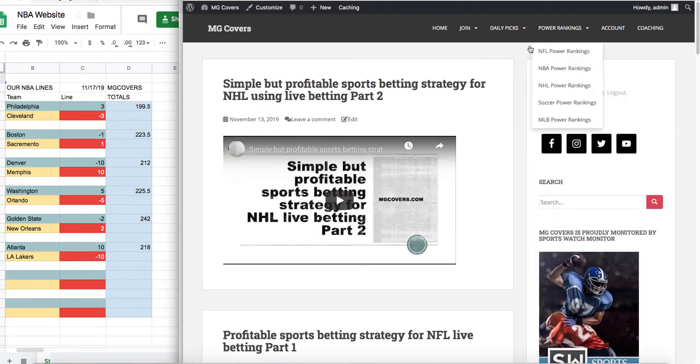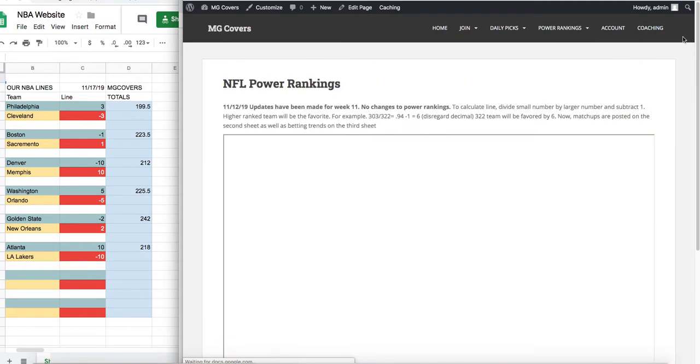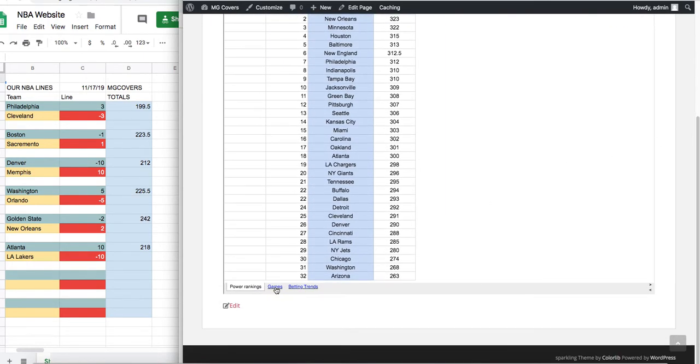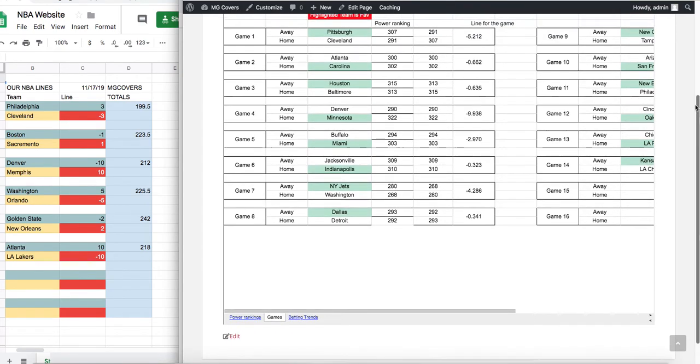And then this is the actual website here. And not only do we have power rankings for NBA, we have power rankings for NFL. We have power rankings for NHL, power rankings for soccer. And I'll tell you what, we'll go ahead and take a look at those. I'll pull up the NFL power rankings. Scroll down here. And you can see we do the same exact thing.